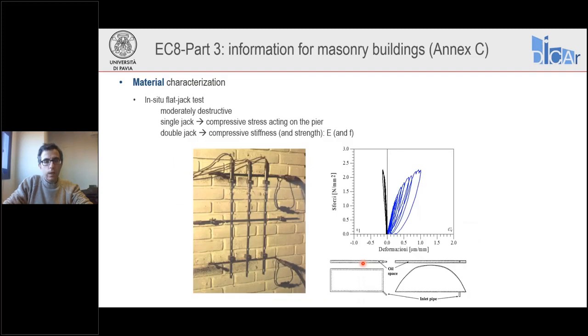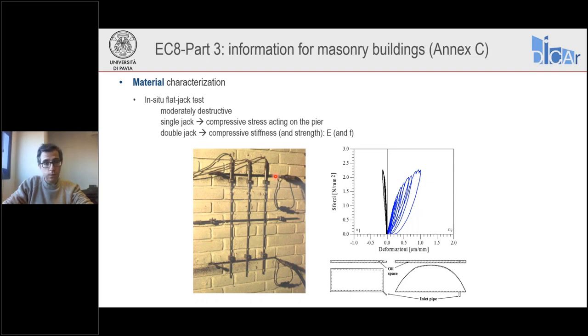Regarding the material characterization, I've mentioned there are some non-destructive tests which we are not covering here, and there are moderately destructive tests. One of the most common moderately destructive tests is the in-situ flat jack test. It can be performed with a single jack, and in that case you are able to measure only the compressive stress acting on the pier, or it can be performed with two jacks. In that case you are able to measure the elastic modulus and possibly also the compressive strength. How does it work? You are required to perform a horizontal cut in the masonry.